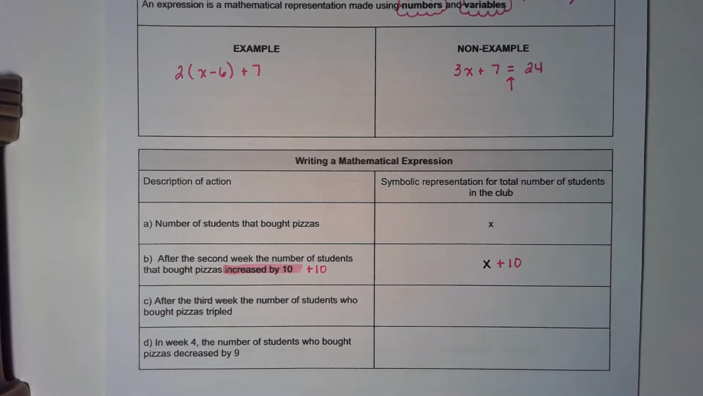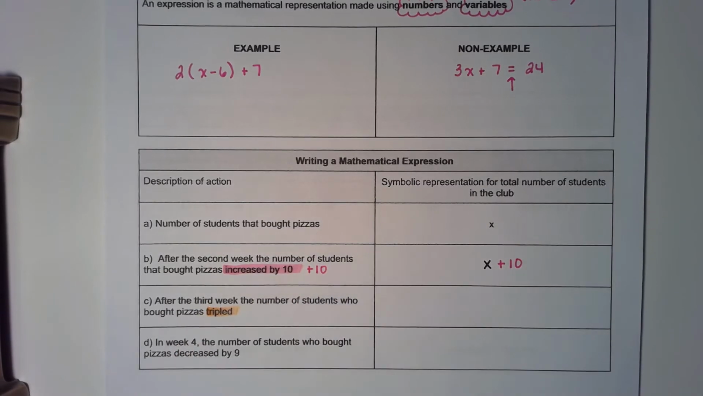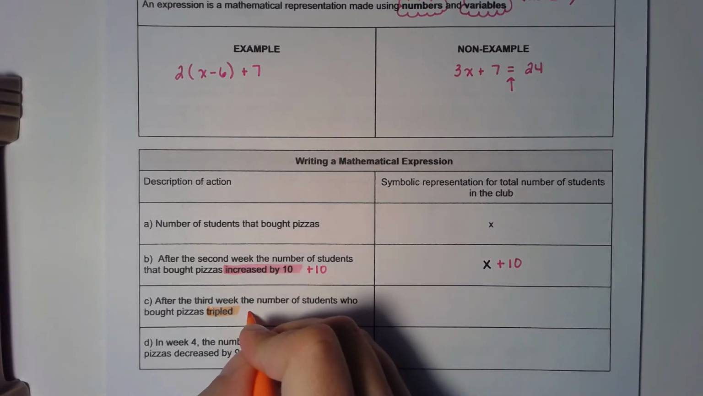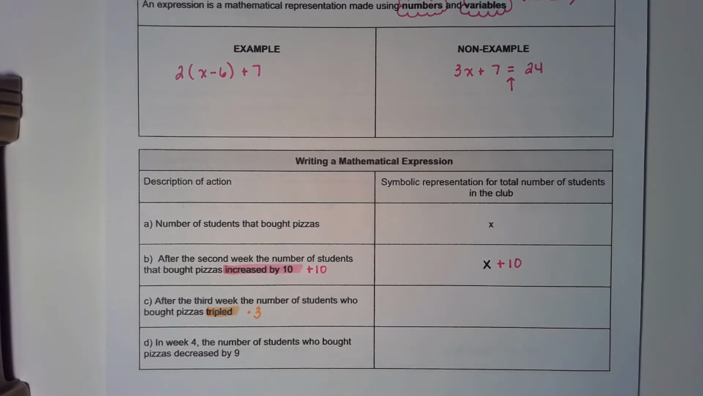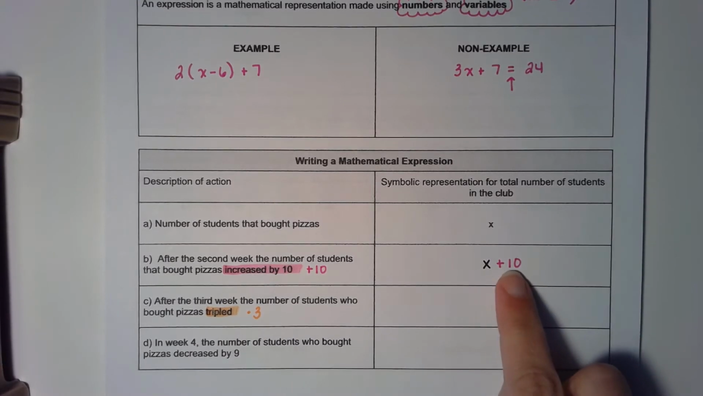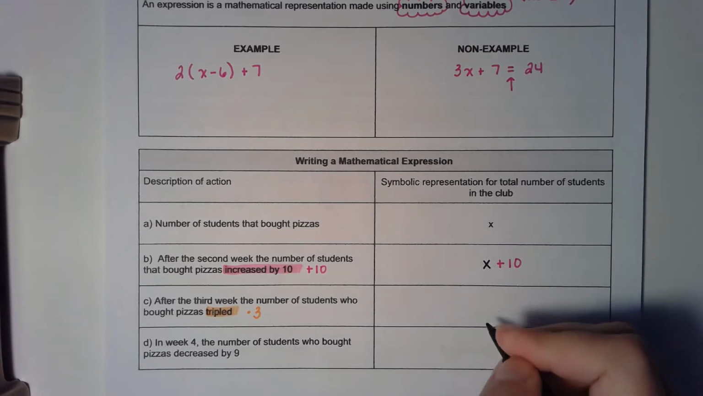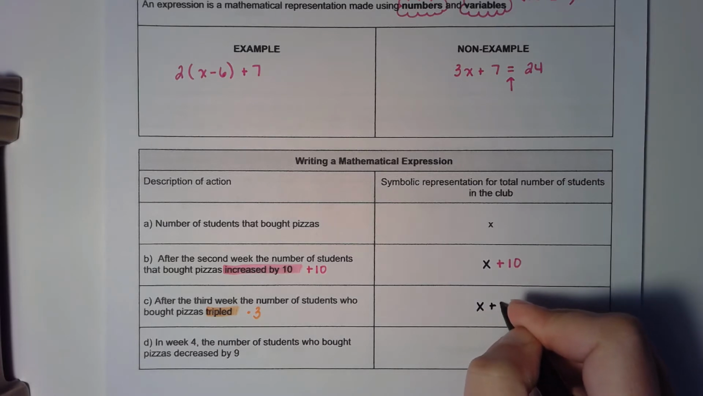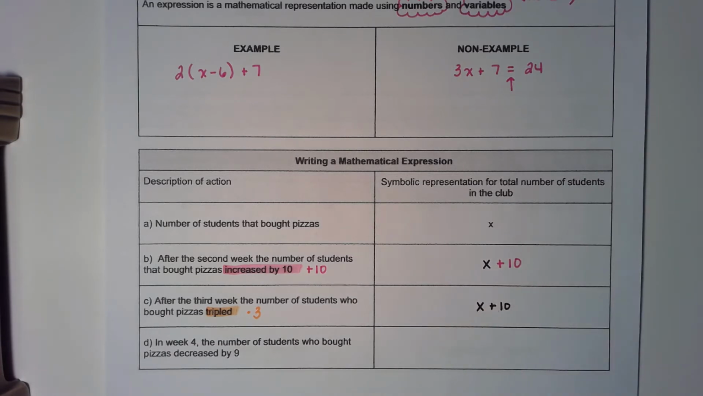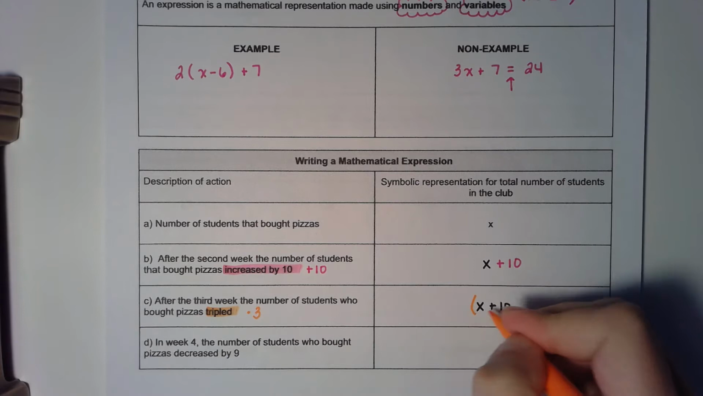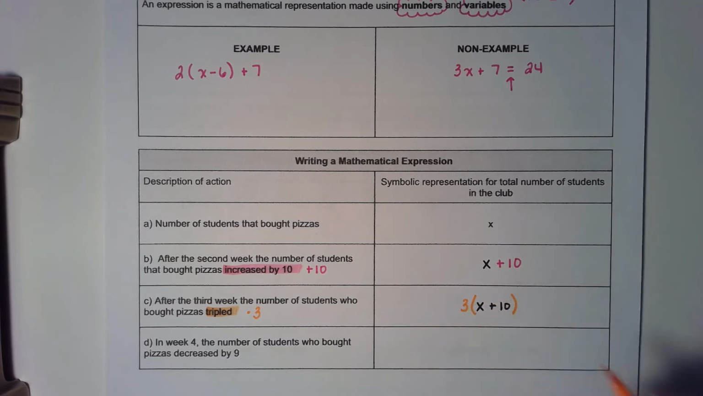The next step says after the third week, the number of students who bought pizzas tripled. Mathematically, the word tripled means multiply by 3. So what we need to do is show that we're taking exactly what we had before, the x plus 10, and multiplying by 3. To do that, I'm going to copy down the x plus 10. And then to show that I'm multiplying that entire expression by 3, I'm going to put parentheses around it with a 3 on the outside. And that shows that I'm multiplying that whole thing by 3.